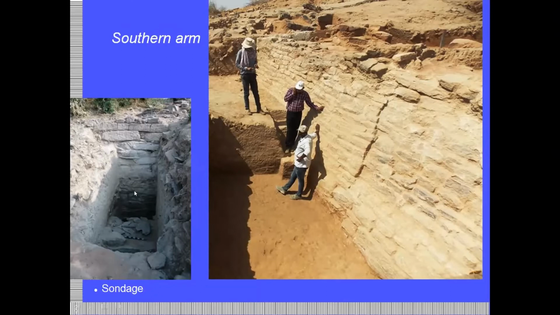On the left side is a sondage. You can see it is very strong. This is the wall, actually the outer face of the wall, and here is the addition, which is surviving only up to a height of 1.5 meters or so from the ground level. So there is a gap in between, which was filled with soil. At places it directly joins the outer face, but sometimes there is a gap also. Why this gap, we do not know. Maybe ultimately it must have been properly packed.